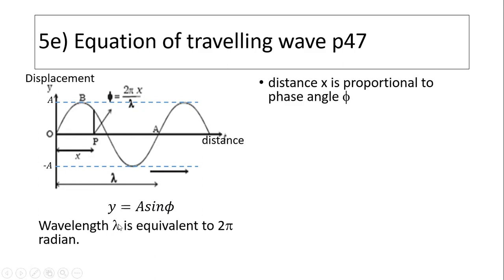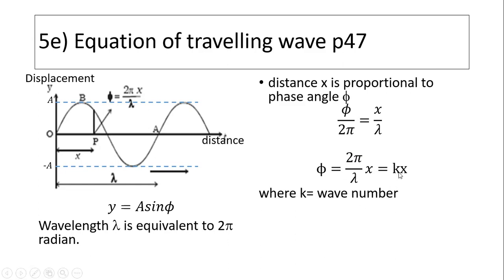So in this case, lambda is equal to 2 pi radians. x is proportional to phi. So we have that relationship: phi over 2 pi is x over lambda. That's how we get this equation. Okay, so our phi is 2 pi over lambda times x. We call 2 pi over lambda k, the wave number. k is 2 pi over lambda. So we can rewrite the equation, instead of in terms of angle, in terms of x, the distance x.